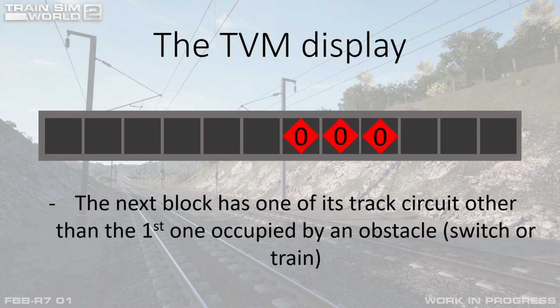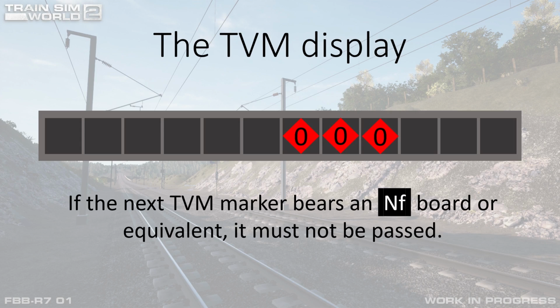The last of the situation is if the next block has one of its track circuits other than the first one occupied by an obstacle, switch or train. Again, more details on that on the block part of the TVM later. But still, if the next TVM marker bears an NF port or equivalent, it must not be passed. Reminder, NF can also be N in the UK or NP in South Korea.